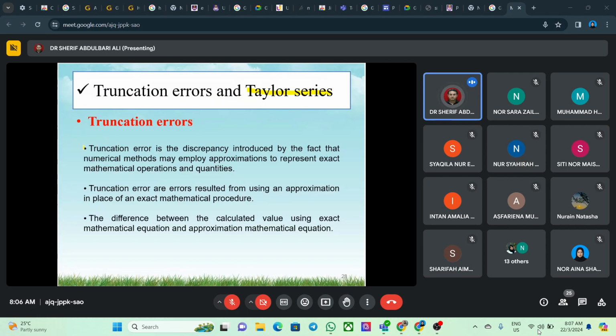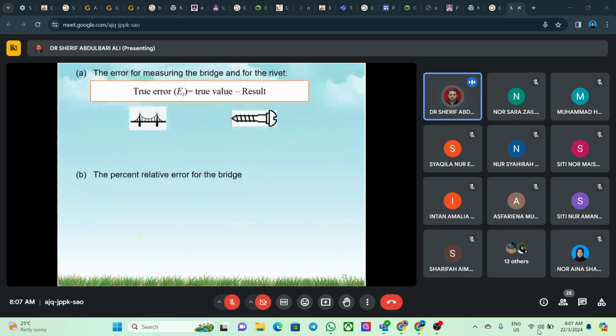By the way, all these three points, 1, 2, and 3, have the same definition of the truncation error. So truncation error, I can say, is the error that results from using an approximate solution in place of an exact mathematical procedure. Or also you can say it is the difference between the value calculated using the exact mathematical equation and the approximate mathematical equations.